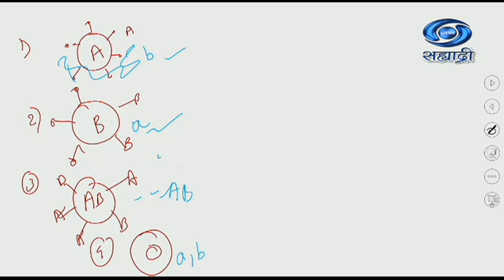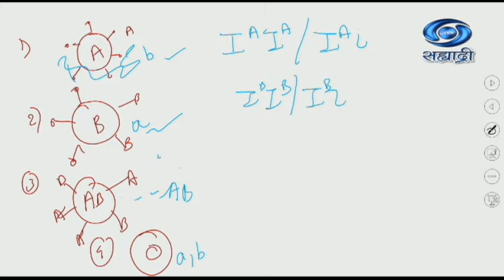Correct? How is blood group A formed? If you have the gene in homozygous condition IA or heterozygous condition IA small i. If you have IB or heterozygous condition IB small i, your blood group will be B. If you are having IA, IB both codominant, then your blood group will be AB. And if you are having I0, which can also be represented by recessive homozygous small i, your blood group will be O. So I hope this is clear.